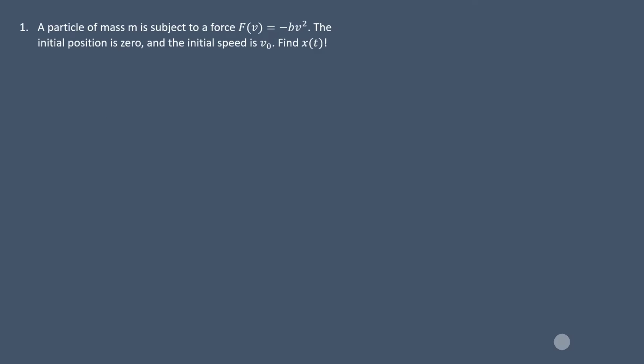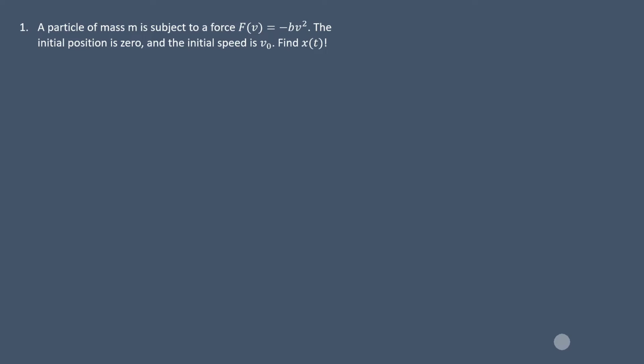First problem. A particle of mass m is subject to a force F as a function of v equals minus b v squared. The initial position is 0 and the initial speed is v0. Find x as a function of t. Okay, we can solve this problem using Newton's second law.